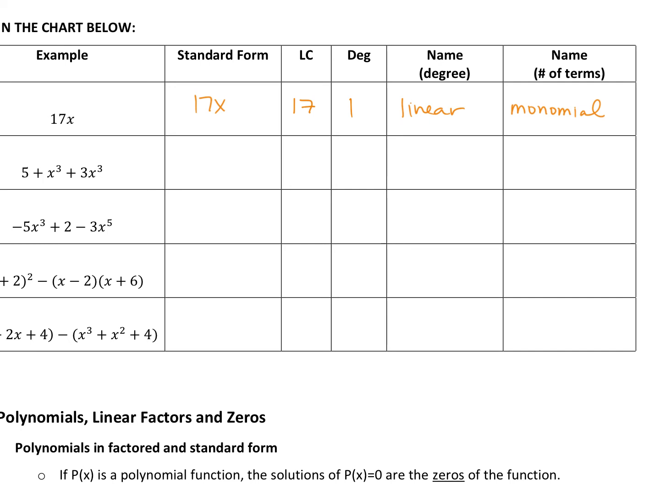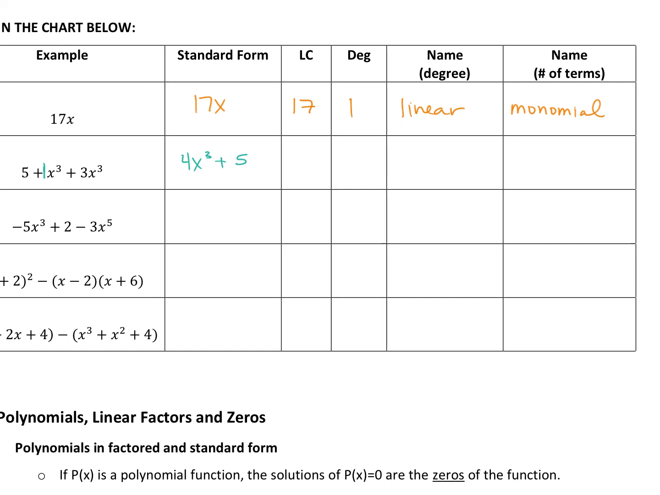3x cubed plus x cubed plus 5. You're in the right order now. What is 3x cubed plus x cubed? 4x cubed. So if you can simplify, you simplify, right? 1x cubed plus 3x cubed is 4x cubed plus 5.